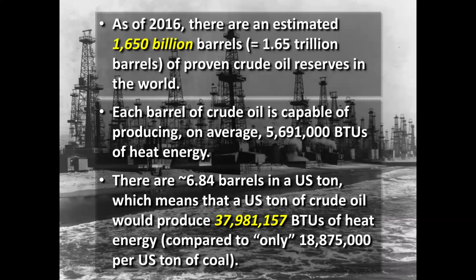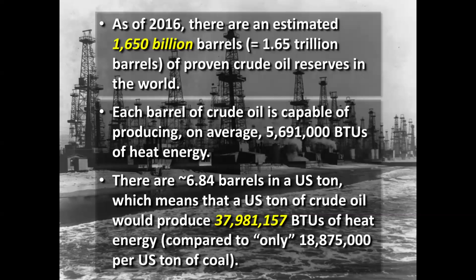There are approximately 6.84 barrels in a U.S. ton. I am not going to test you on that, which means that a U.S. ton of crude oil would produce almost 38 million BTUs of heat energy, compared to only about 19 million per ton of coal. So oil is almost twice as energy rich as coal is. And that's one of the reasons it became such a useful commodity, so important in supporting our current way of life. It's because there is so much energy.